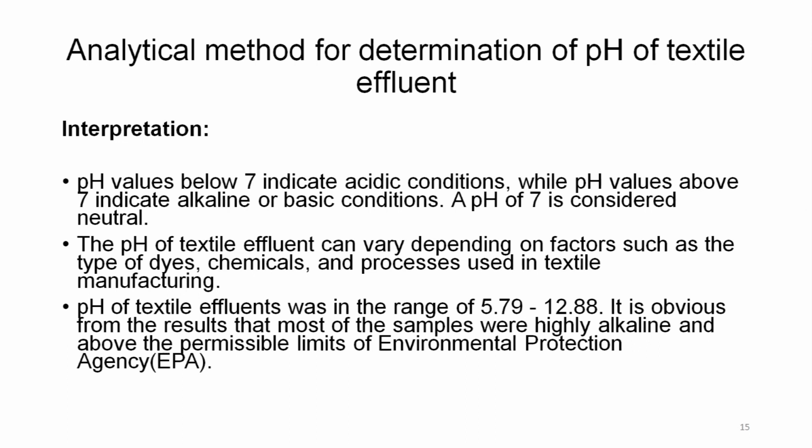The pH of the textile effluent was in the range of 5.79 to 12.88. It is obvious from the result that most of the samples were highly alkaline, above the permissible limits of the Environmental Protection Agency, that is EPA. Although the range of the textile effluent was found to be 5.79 to 12.88 from different levels of processing, that is not what is recommended by EPA for the discharge values.